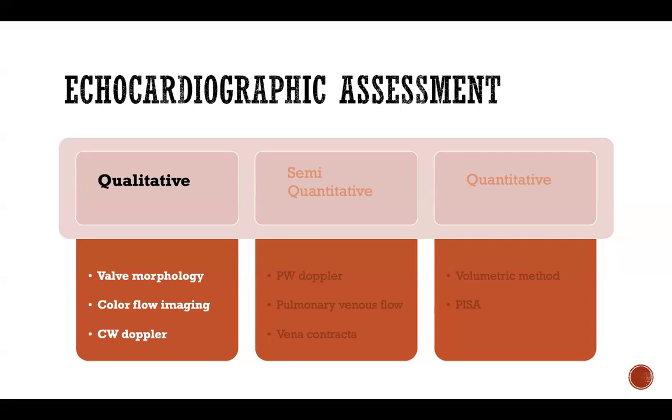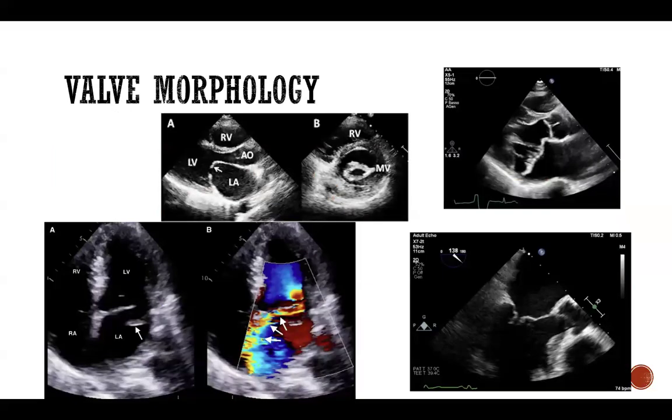So starting with the qualitative measures, assessing the valve morphology is done by 2D, color flow imaging and continuous wave Doppler. When you look at the valve morphology from the 2D, many times you have a lot of information just by looking at the 2D. When you look at, for example, a leaflet like this, when you see a posterior flail leaflet going this way, before even looking at the color, you can have an idea that this MR is severe.